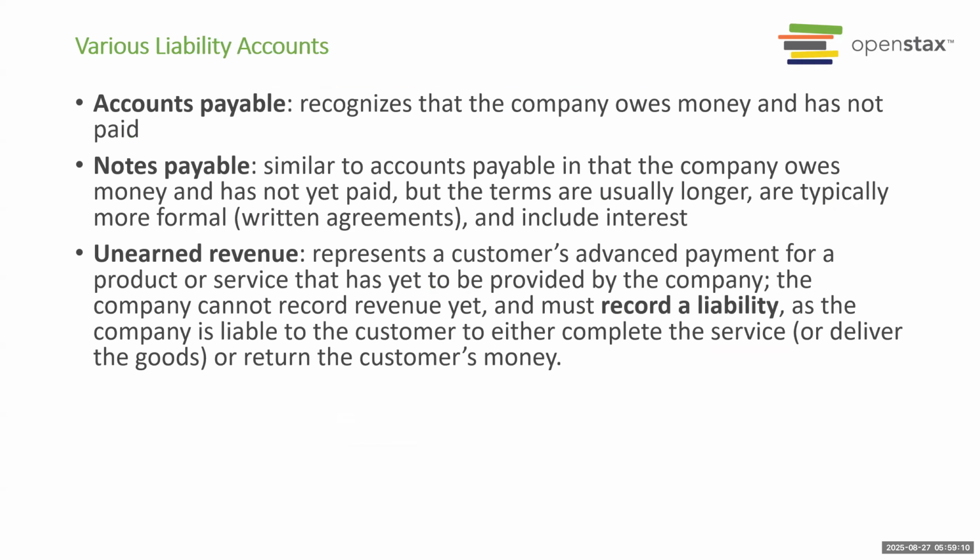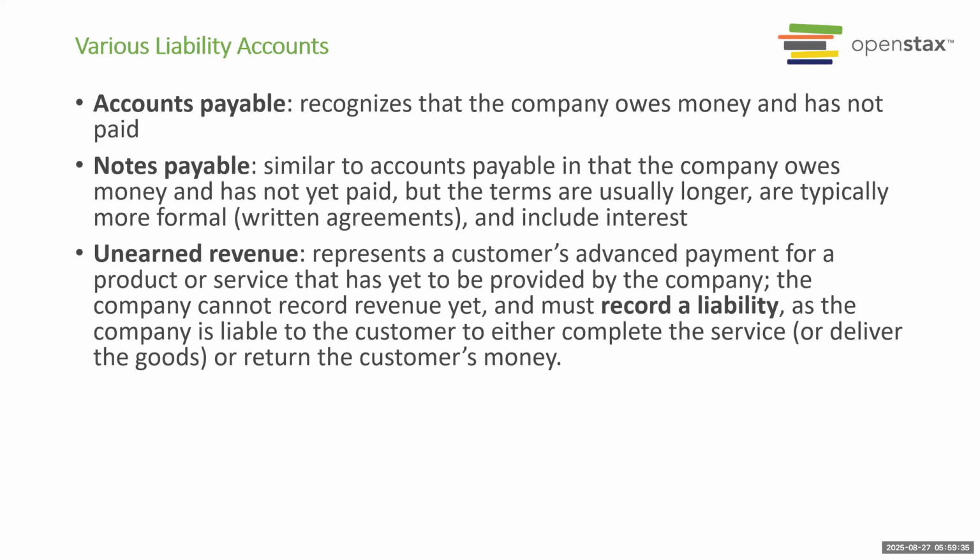All right, let's look at some liability accounts. We have accounts payable. This is money we owe our suppliers or vendors that hasn't been paid yet. Notes payable, similar to notes receivable. These are usually longer term instruments, as in they may be a year or greater than a year, and usually they have interest applied to them. Basically, think of it as a loan until it's paid.